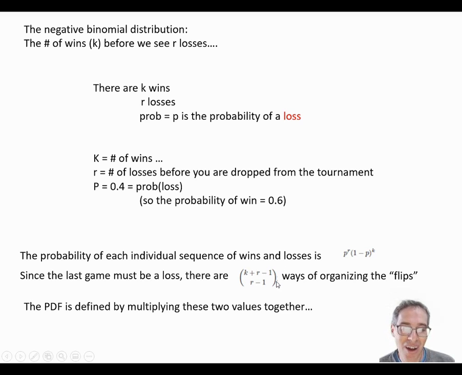Since the last game is a loss, there are k plus r minus 1 choose r minus 1 ways of organizing the flips. Right, so you lose a degree of freedom with the negative binomial distribution. I know that the very last game is a loss, so I have k plus r minus 1 games, not including the last one, and I can organize them in r minus 1 ways. Another way to think about that is that if you're allowed 3 losses before you lose the tournament, there are only 2 losses that you're distributing among your wins plus losses minus 1. The last loss you can't organize. It's not free to move around, because you know that you're ending on a loss. So there's this number of ways of organizing the wins and losses, and the probability of all those wins and losses is this. You just multiply those 2 together, and you get the probability density function.